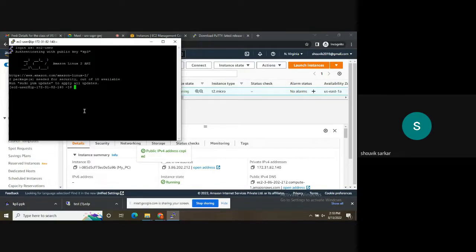Are you able to complete it? If you face any issue, any point, ask me. I give you another 5 minutes to complete this process. This way we can easily create a Linux instance.